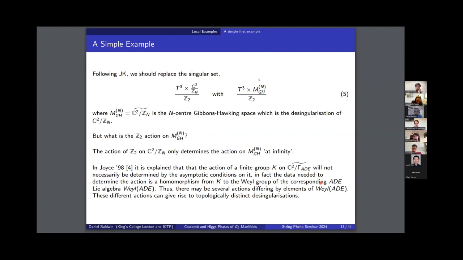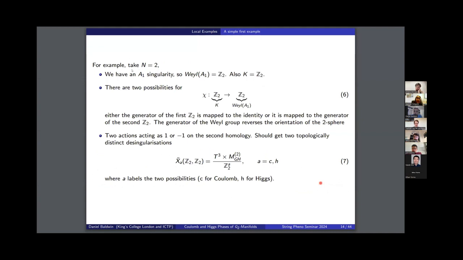So just to illustrate this, if we take n equals 2, so we're back to A1 singularities, then the Wahl group of SU(2) is Z2, and also our group K is Z2 in our example. So we're looking for homomorphisms from Z2 into Z2, and there's only 2 possibilities. Either we map the generator of the first Z2 to the trivial element, or we map it to the generator of the second Z2.